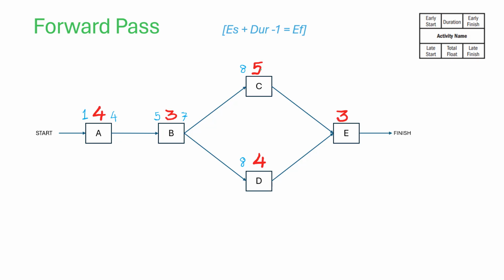Now 8 plus 5 is 13 minus 1 is 12. And when will this complete? 8 plus 4, 12 minus 1 is 11.